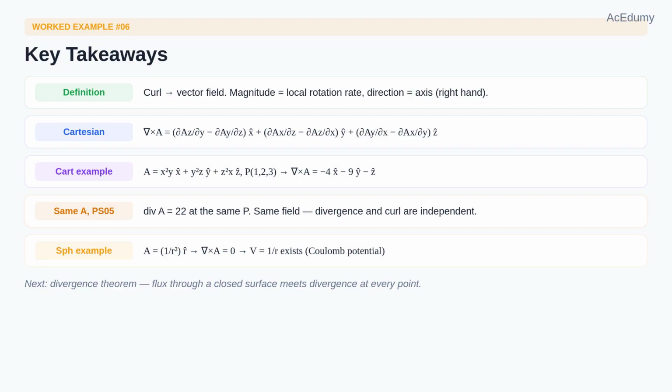Electrostatics rests on this. Next time, the divergence theorem, the integral form that ties divergence at every point to the flux through a closed surface.